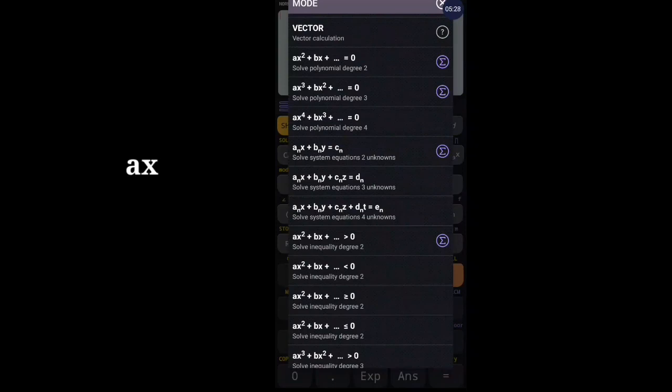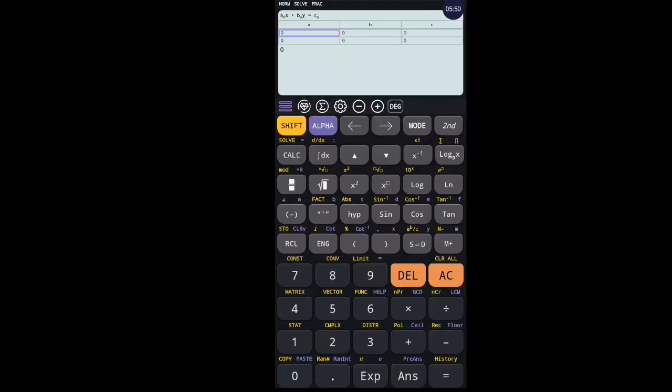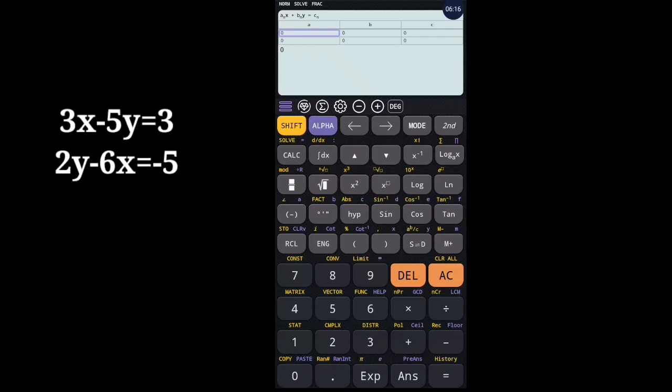So we have two unknowns, ax plus by equals c. Our unknowns here, x and y. Let's click on that. We have it in this form. So what you have to do also again is to make sure you arrange your equation properly in the right form. So the equations we're going to use are 3x minus 5y equals 3 and 2y minus 6x equals minus 5. Make sure it's in that form.